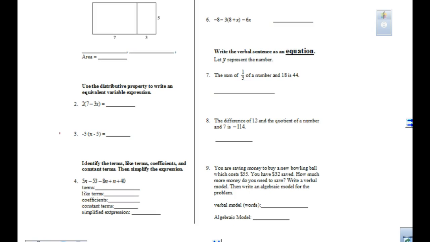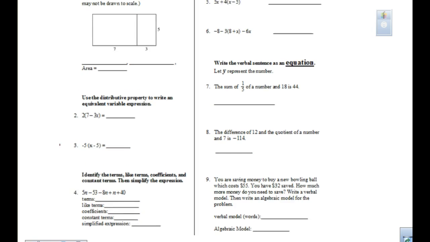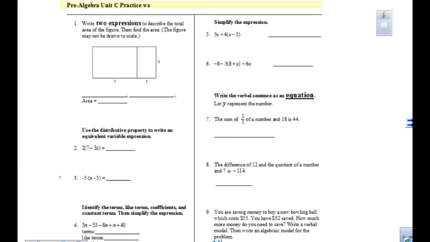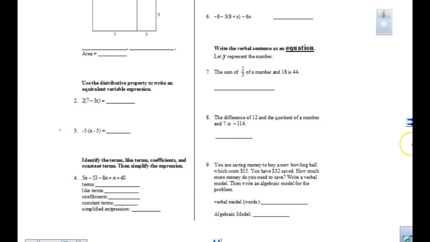We've talked about terms, like terms, coefficient, constant, simplified expression. We've done the distributive property. We have done problems where you have to simplify by adding like terms, right? This is what we did in the first lesson. Write the equation. When you look at number 9 and it says write a verbal model, all that means, Gavin, I need you to turn to the front, is that means just write it out in words.